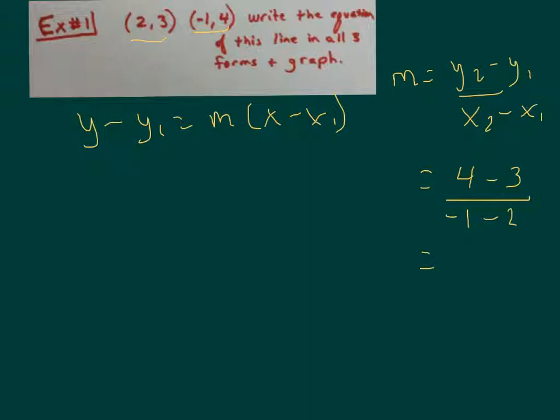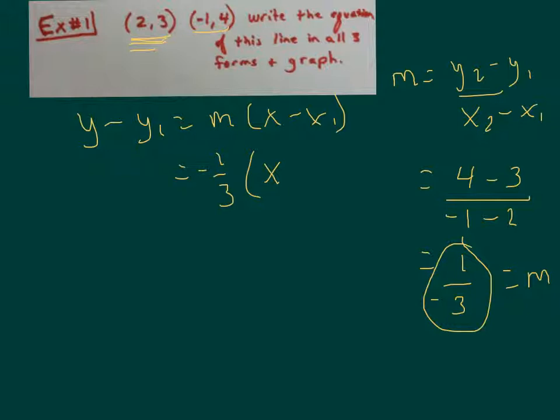So 4 minus 3 is 1, negative 1 minus 2 is negative 3, so I have negative 1/3 as my slope. Now, since this formula is called point-slope, guess what? You have a slope and you have a point. That's what indicates which formula you use. So I'm going to take this negative 1/3 and substitute it in for m, my slope, and I always have my standard x, I always have my standard y. Those are the variables in the function.